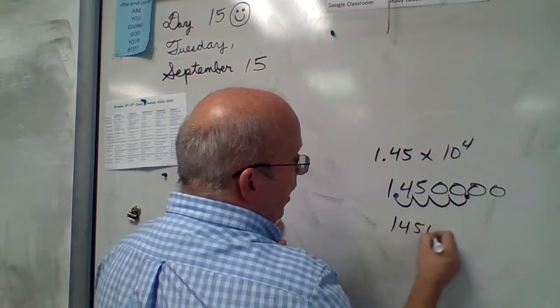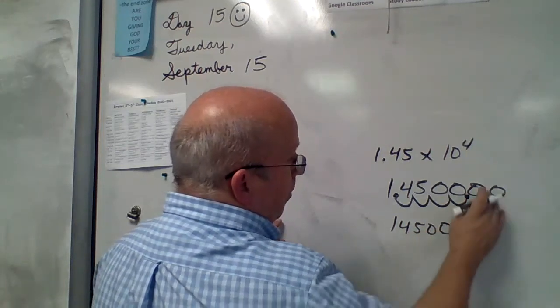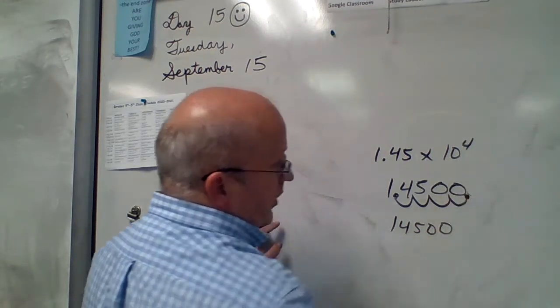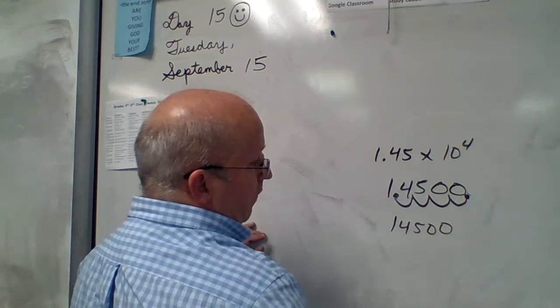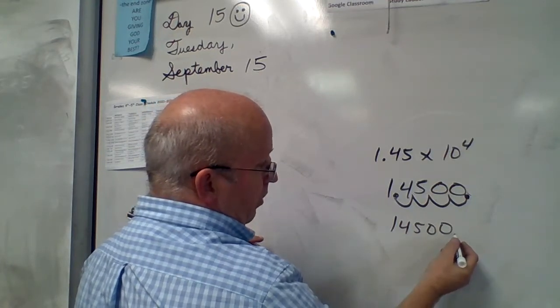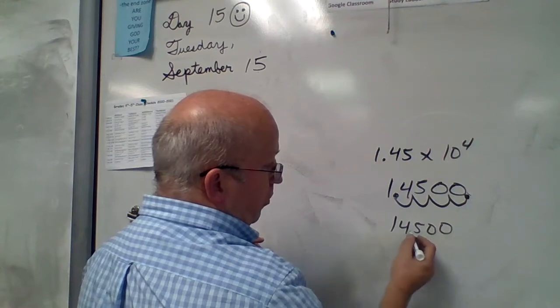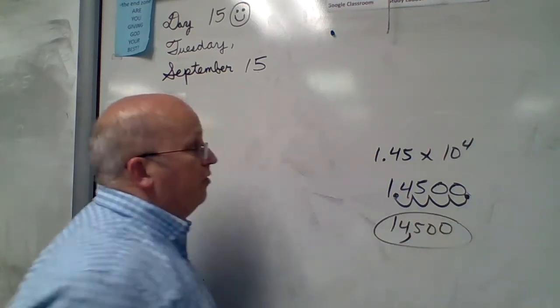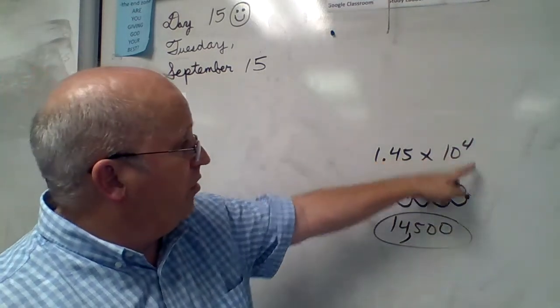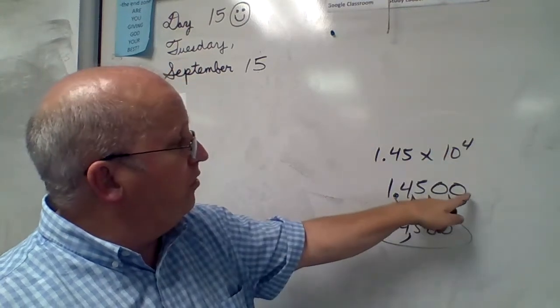I rewrite it underneath, but I ignore those zeros, and then I put in the comma, counting from the right side. 14,500. I move the decimal point 4 places to the right, 14,500.